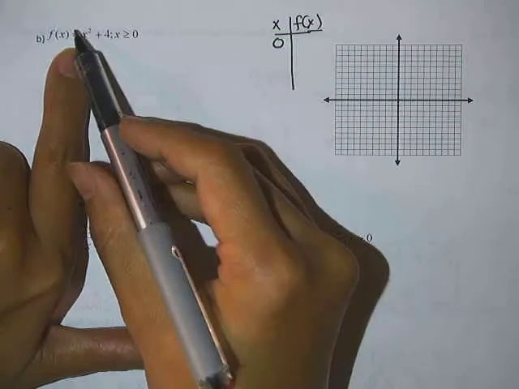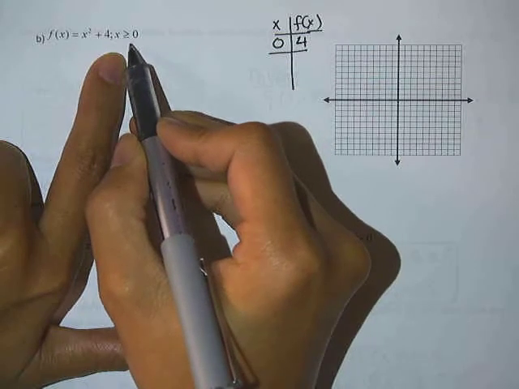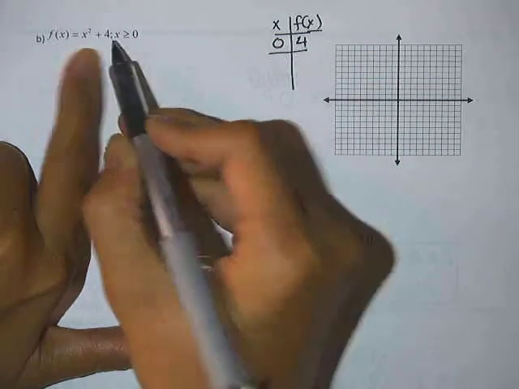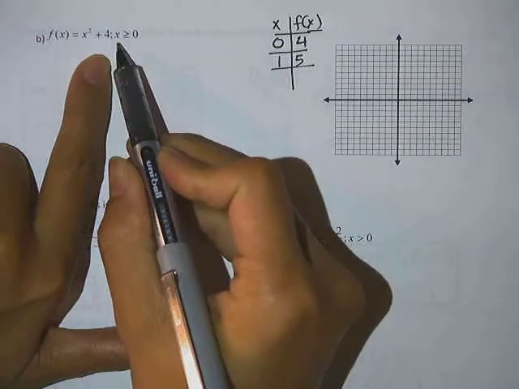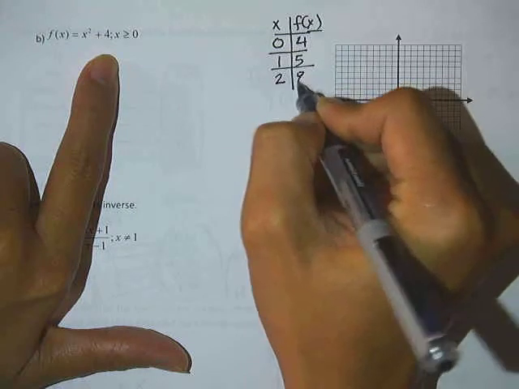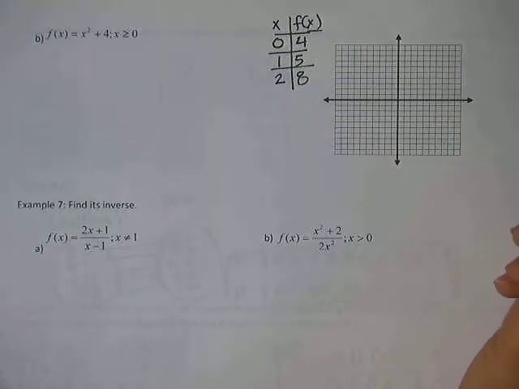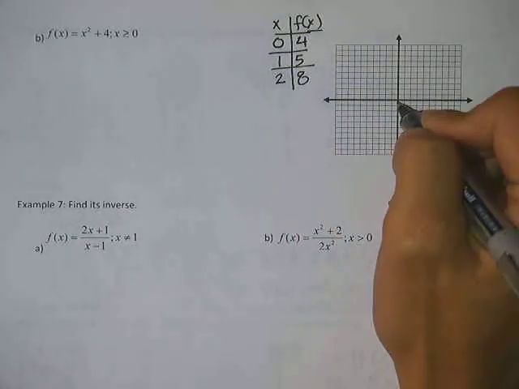0 squared is 0 plus 4 is 4. On the next one it's going to be 1. 1 squared is 1 plus 4 is 5. I'm going to pick 2. 2 squared is 4 plus 4 is 8. Okay, so usually a line it's minimum 2 points. Anything else you might want to use at least 3. So now if I have 3, I'm going to plot that. When x is 0, y is 4.